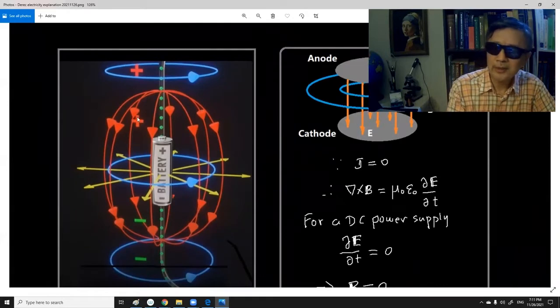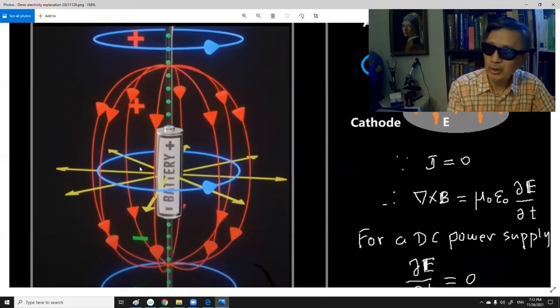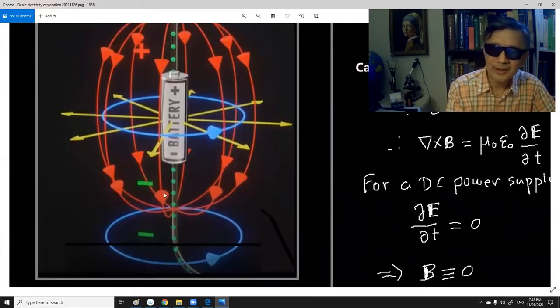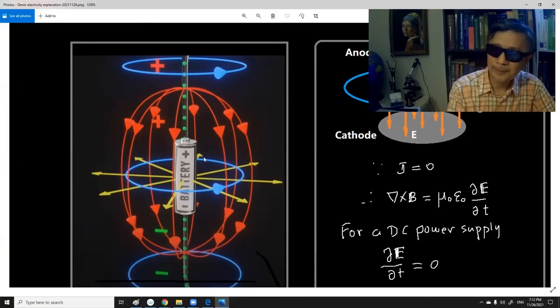Now, the red color represents the electric field. The blue color, the loop, represents the magnetic field. Now, this is based on two assumptions. First, the positive charge is accumulated on the positive side permanently. Negative charge is accumulated at the cathode permanently. And therefore, according to the electric dipole field, that's how they draw this diagram.